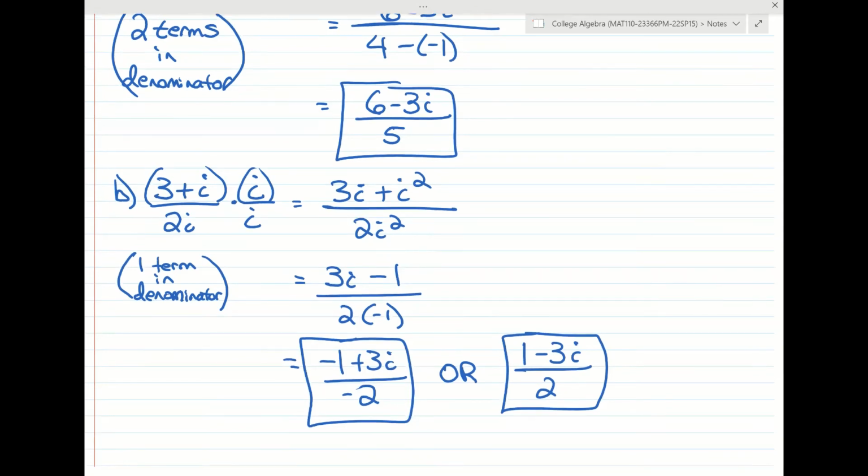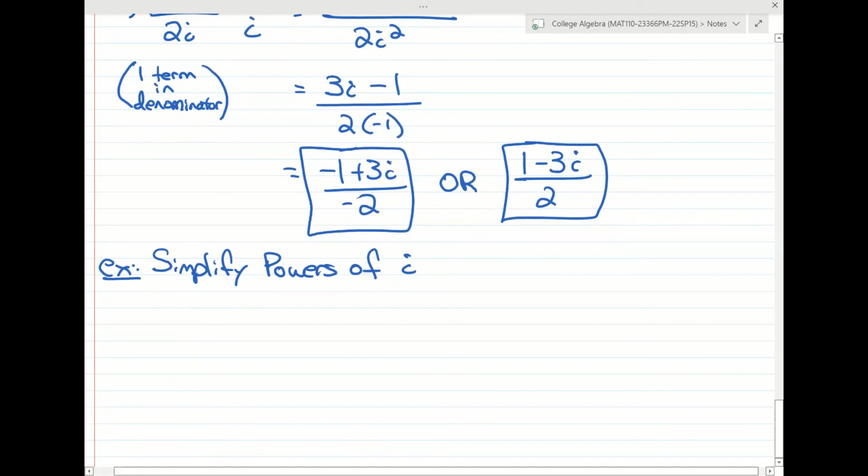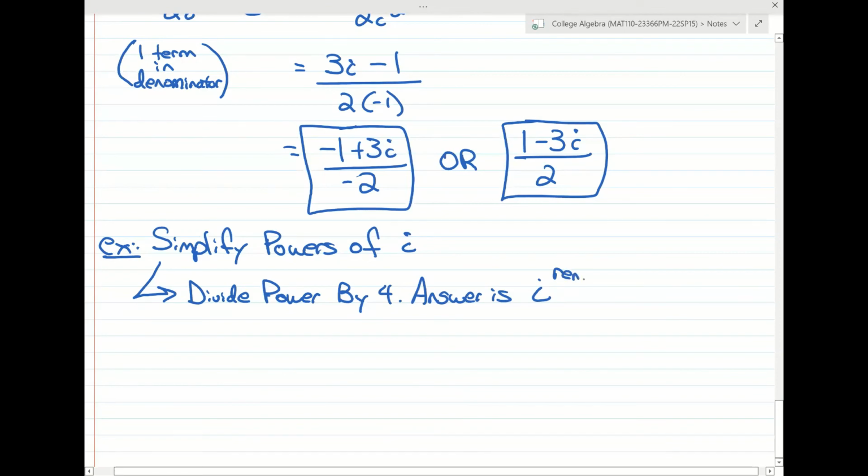And then what I wanted to finish class with today, I want to show you how to simplify powers of i. There are different ways to do this, but from my experience, most people prefer to divide by 4, and the answer is i to the remainder power. I'll show you what I mean in a second.